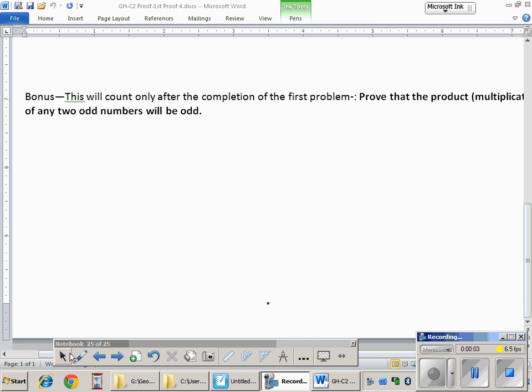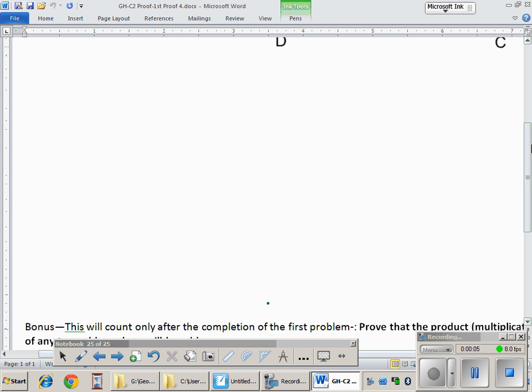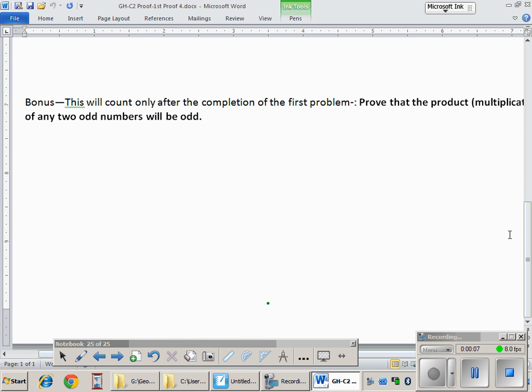We're actually on the same page as we were before. It's going to be the proof at the bottom of the white page. Again, it's presented as bonus, but let's be honest, it wasn't bonus. I mean, that's something we covered in class. I expect you guys to know how to do it. So prove the product of any two odd numbers will be odd.